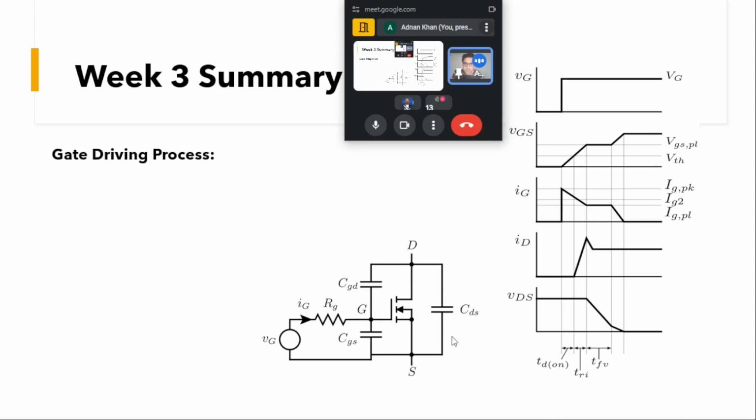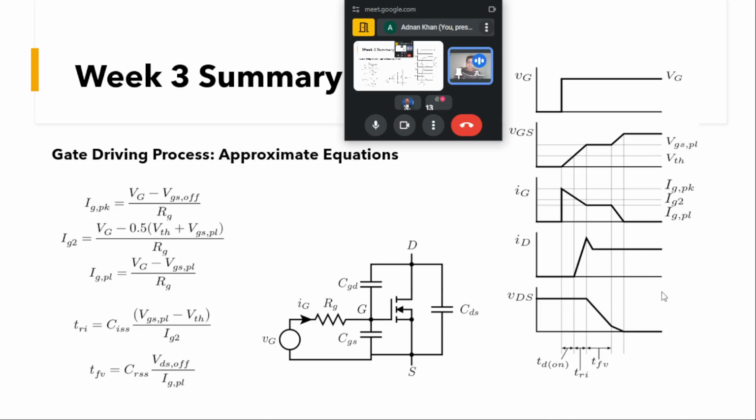So this was about the turn on process, and the terms we had already discussed are the turn on delay time, this will be the rise time during this time, and during the TFV, this is the fall time of this voltage, and it will drop from this to 90% of the VDS. So this was about the turn on.